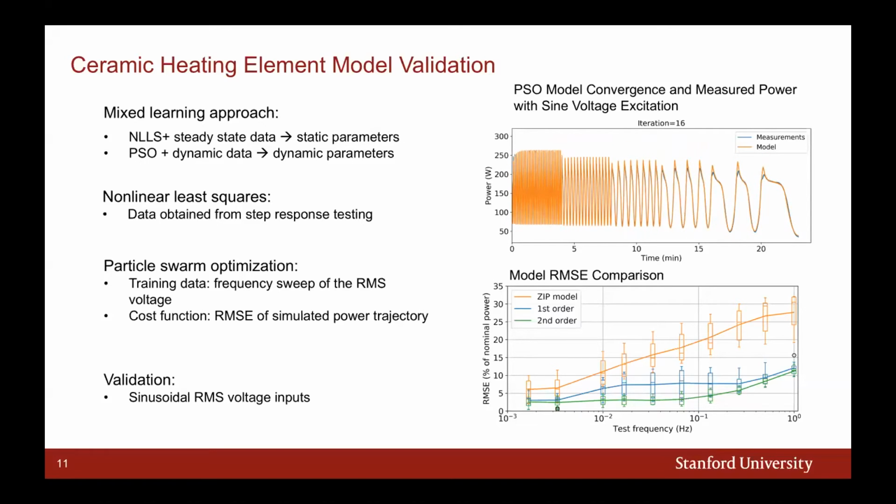The plot on the bottom right shows a comparison of errors. We see a significantly reduced error using the dynamic models, especially as the excitation frequency goes up. And this makes some intuitive sense.